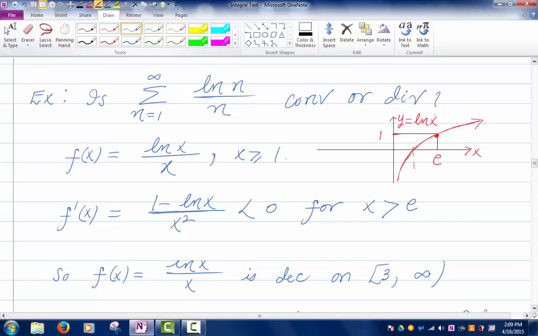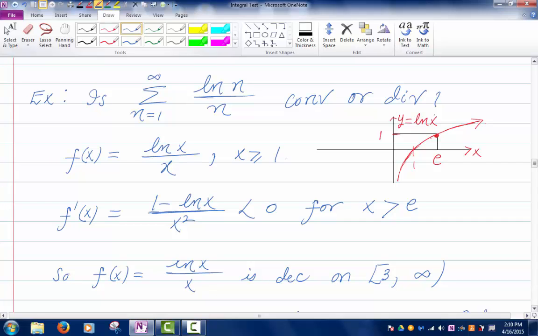Is it positive? Well, you have to know the log function very well. ln of x, is it positive? Well, remember the graph of ln of x. ln of 1 is 0. ln of x is increasing. So ln of 1 is 0, and that means ln of x for any x bigger than 1 would be positive. So ln of x is positive when x is bigger than 1, right? Am I right? Okay. So I know that f is positive.